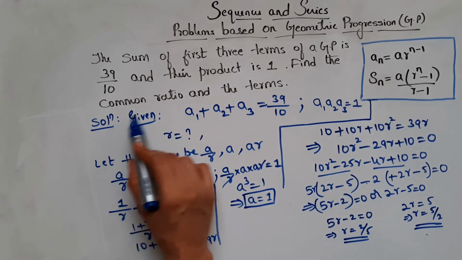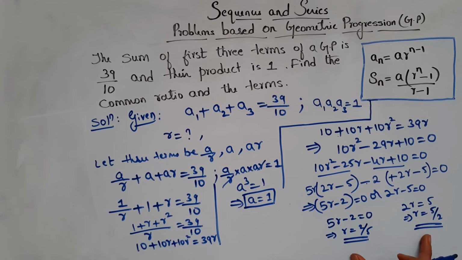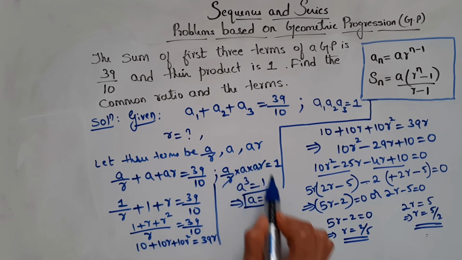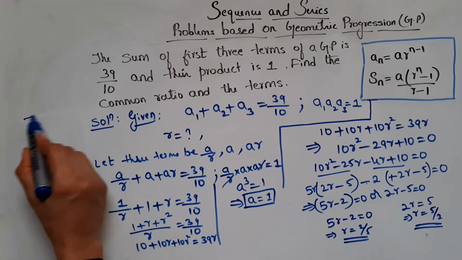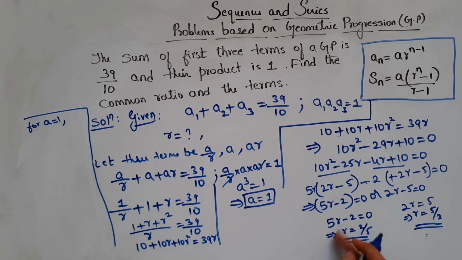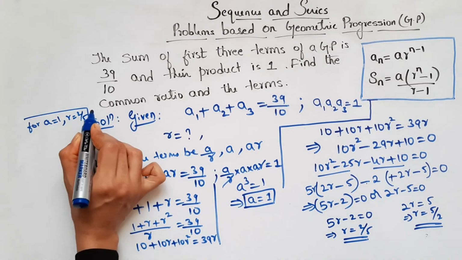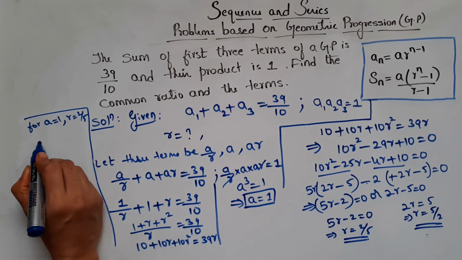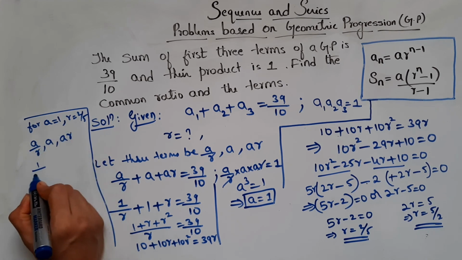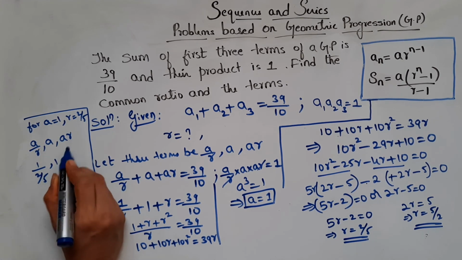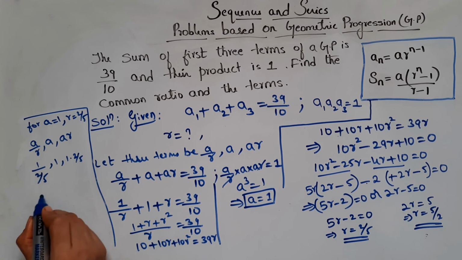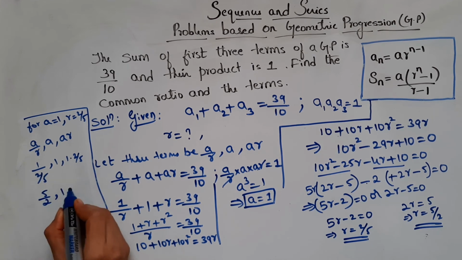So they have asked us to find the common ratio. We got two values for r, and also we have to find the terms. So we have taken a/r, a and ar as terms. So let's substitute the value of a and r in this. For a = 1 and r = 2/5, what are our terms? a/r, a and ar. a is 1, divided by r which is 2/5, comma, a is 1, comma, a is 1 into r is 2/5. So the three terms are, when you bring this to the numerator, 5/2, 1, 2/5.